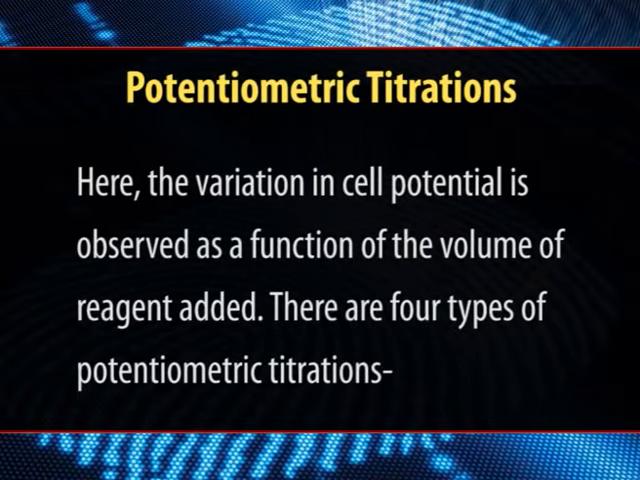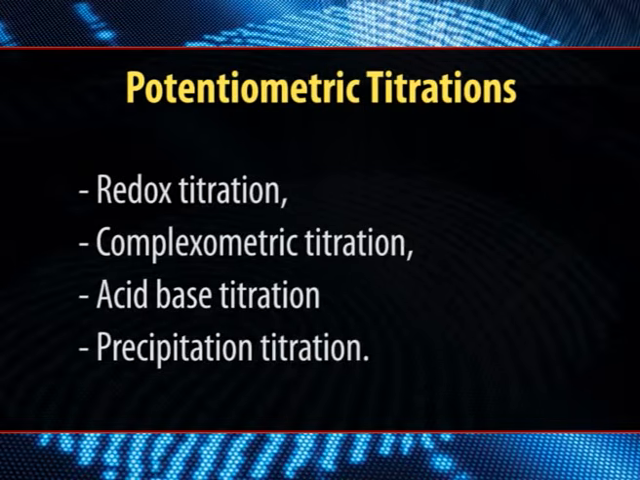Now, the other method is potentiometric titrations. Here, the variation in cell potential is observed as a function of the volume of the reagent added. There are four types of potentiometric titrations: redox titrations, complexometric titrations, acid base titrations and precipitation titrations.